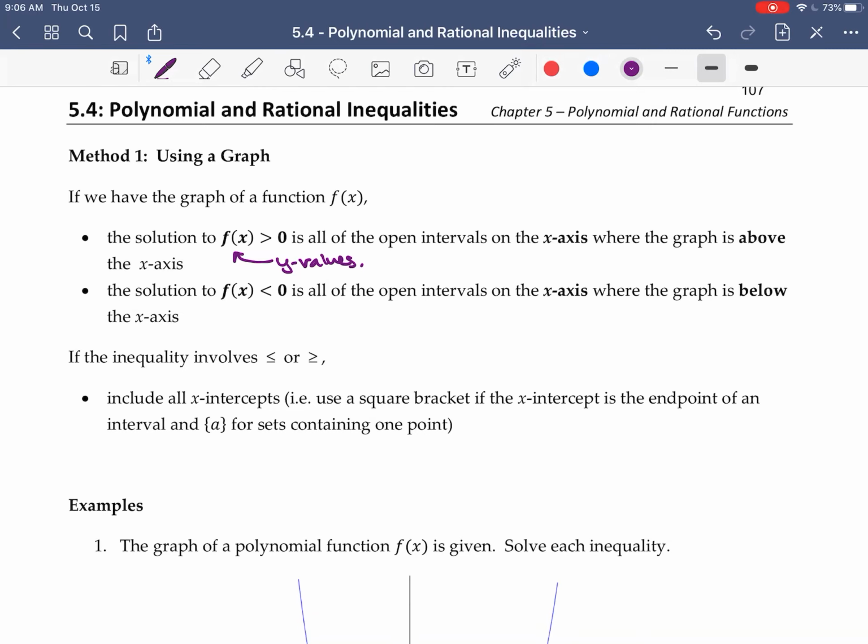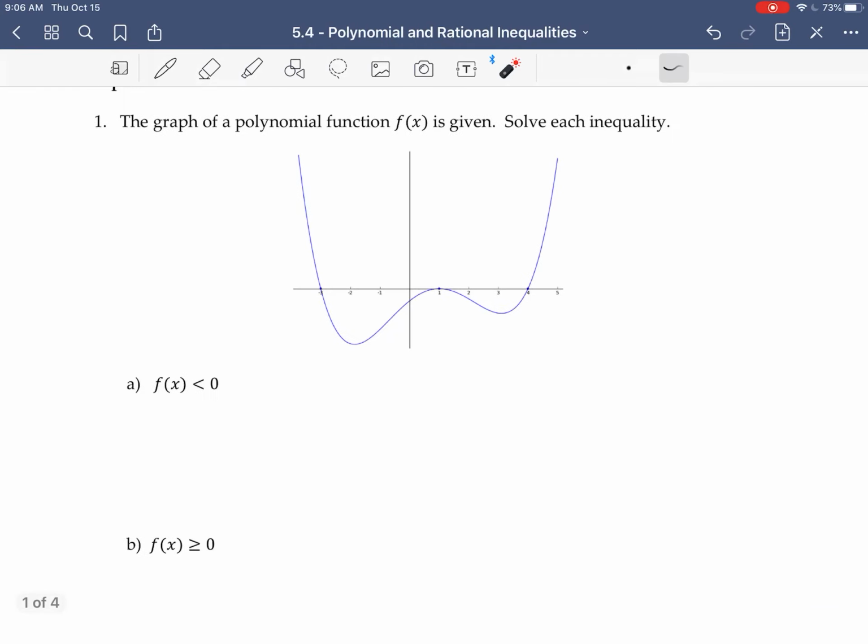Similarly, if you have the inequality where you're less than 0, then you want all the y values that are below the x-axis. It works the same way for the inequalities that include equality, but then we use a square bracket for the x-intercept if it happens. So let's see an example where we have the graph.